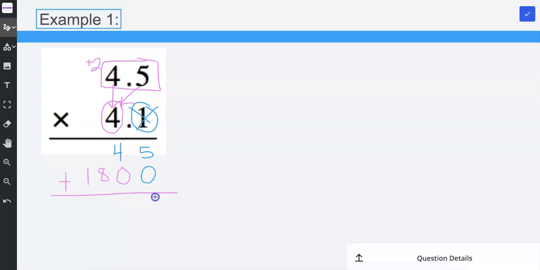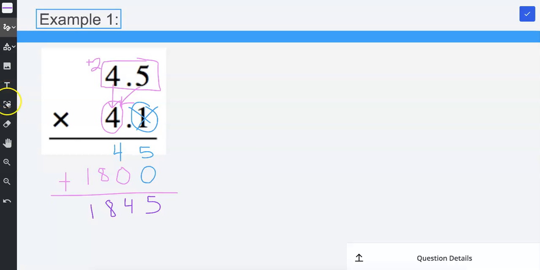5 plus 0 is 5. 4 plus 0 is 4. 8 plus nothing is equal to 8, and 1 plus nothing is equal to 1. This 1,845 is not the answer. 1,845 is the answer to 45 times 41. But we multiplied 4.5 times 4.1, so we need to worry about the decimals.